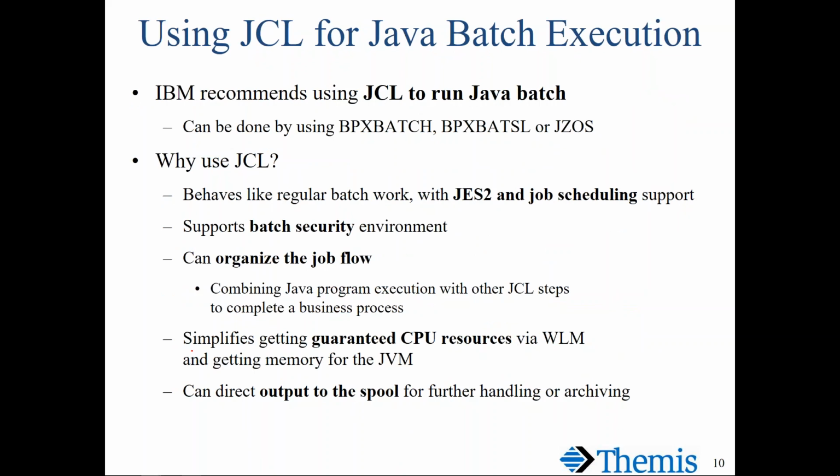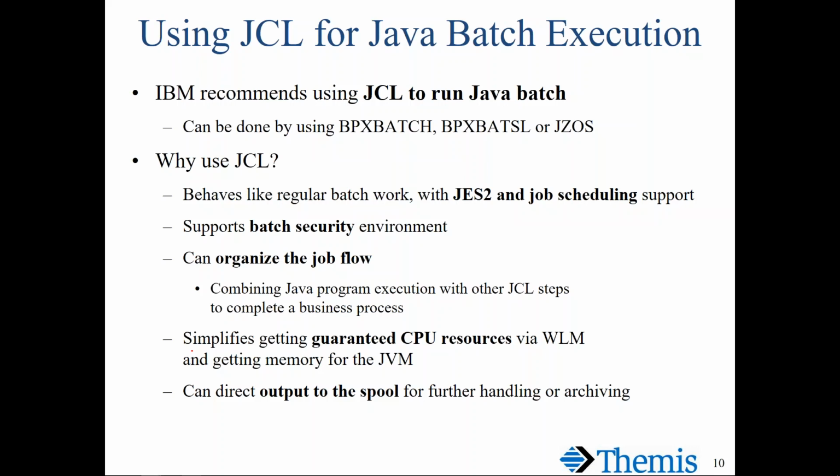This presentation doesn't go deeply into the fact that Java, when it runs on z/OS, requires a Unix System Services setup. USS is a Unix environment within the z/OS environment. And Java requires that, so you can actually kick off your batch Java processing with Unix shell scripts on that side. The recommendation from IBM is to use JCL so that you have the same kind of JES capabilities and job scheduling, batch security, the capability of organizing your job flow to incorporate other types of processing that are not Java, such as COBOL or REXX or other types.